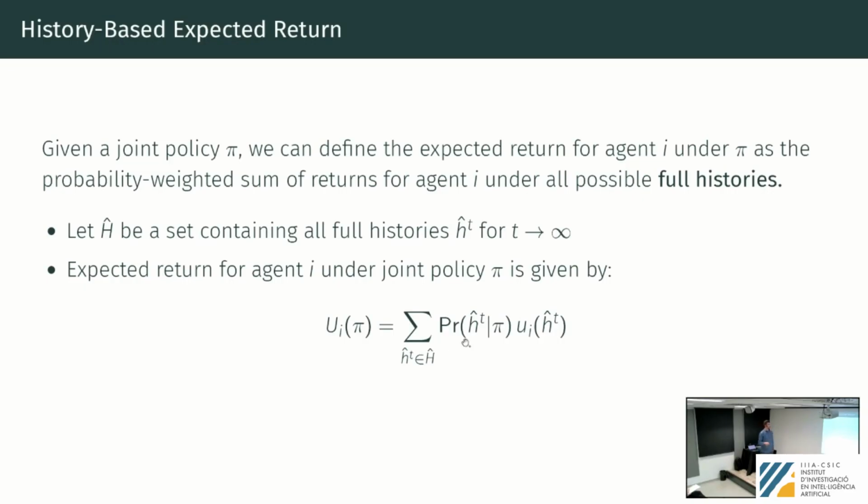And then as we sum over them, as we enumerate them basically, we have a sum of this product. First, the probability that this particular joint policy would materialize this particular full history. We can compute this exactly. Times the return, lowercase u, that agent i would receive under that particular full history. Okay, so it's pretty straightforward.